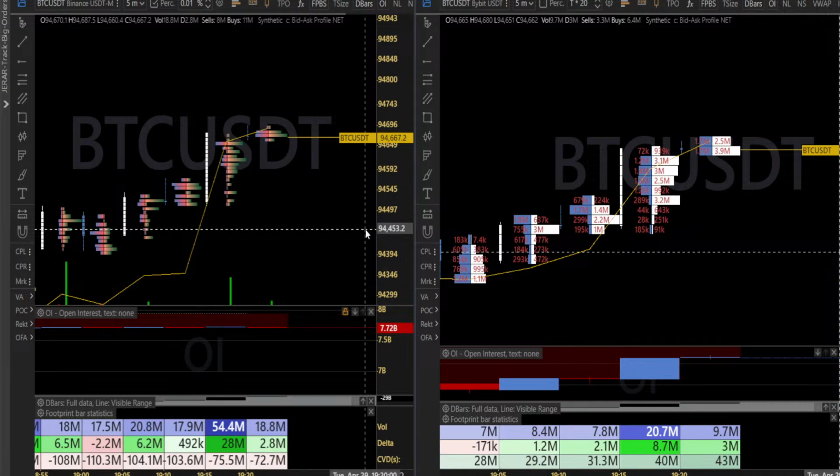A great way to interact with the market as a beginner while you're still developing all that stuff and learning it is to paper trade.